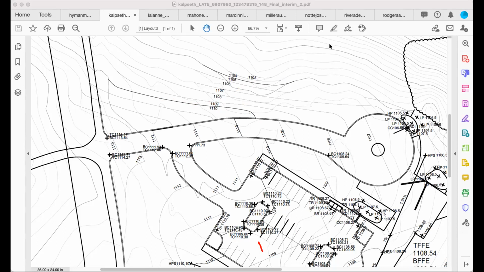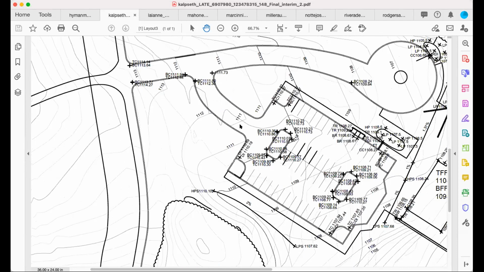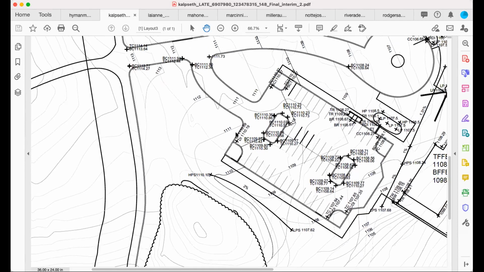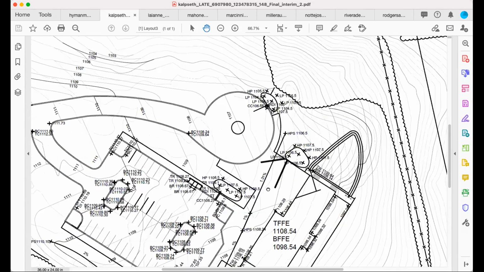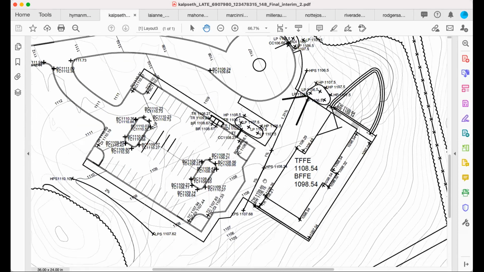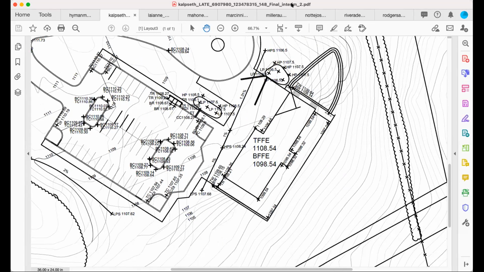Let's see if this is correct over here. 13. Yeah, they're right. Contours, those are all the things that I can see. Keep working on the retention. And don't forget to change your back side.